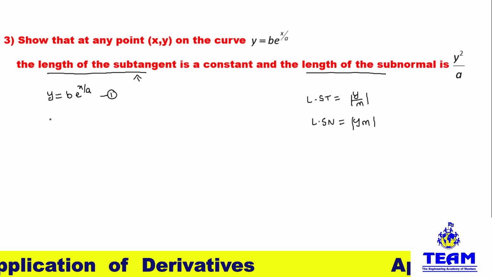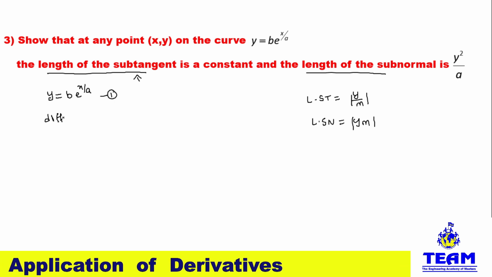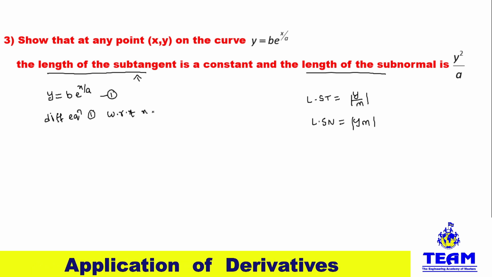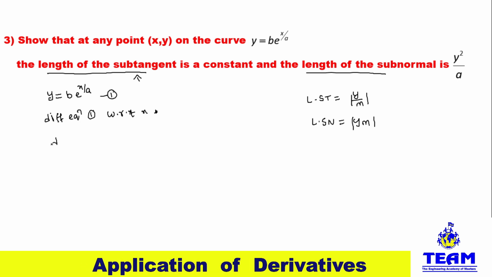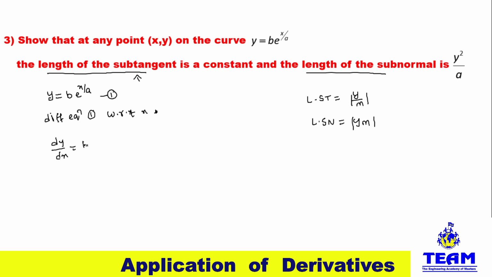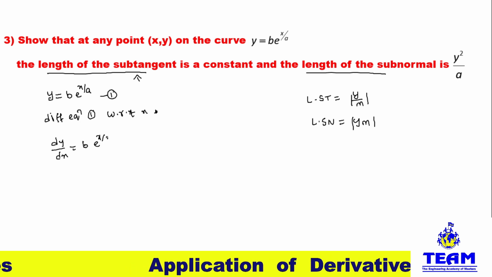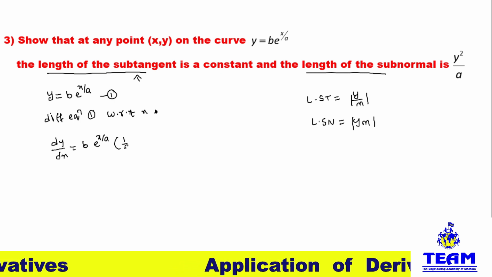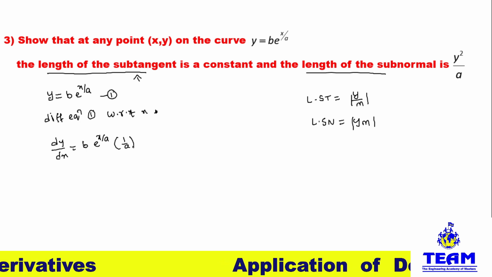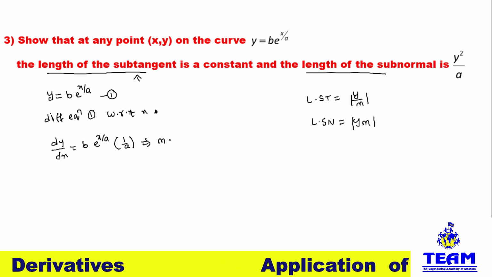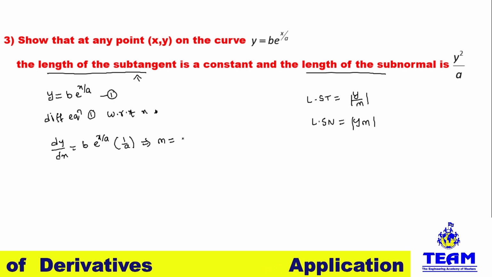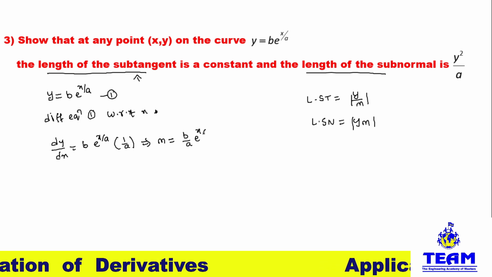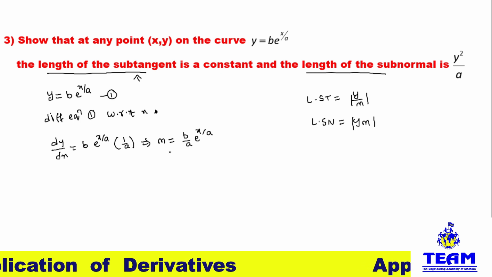For that we need to find out the slope. So how can you get the slope here? Differentiate equation 1 with respect to x on both sides. Then you see dy by dx is equal to b, which is a constant. Now derivative of e power bracket is e power bracket into bracket derivative. What do I have in the bracket here? x by a. So 1 by a is a constant, x derivative is 1, 1 into 1 by a. So if you simplify this, then the slope, which we can denote with m, is equal to 1 by a into b, that is b by a into e to the power of x by a. Okay friends, now use the formula.